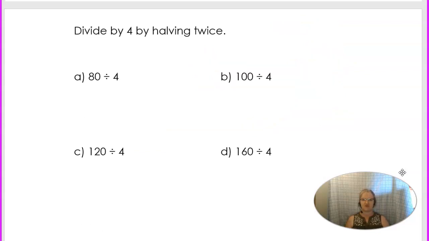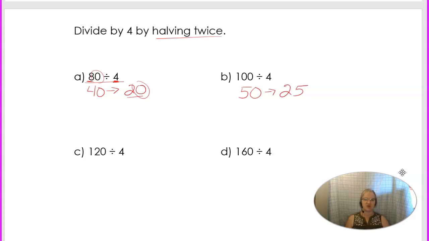So looking at this, if we divide by 4 by halving twice, half of 80 would be 40, and half of 40 would be 20. So 80 divided by 4 is 20. Then we can check that too, because 8 can be divided by 4, and then put the 0 on the end. How about 100 divided by 4? Half of 100 is 50. Half of 50 is 25.